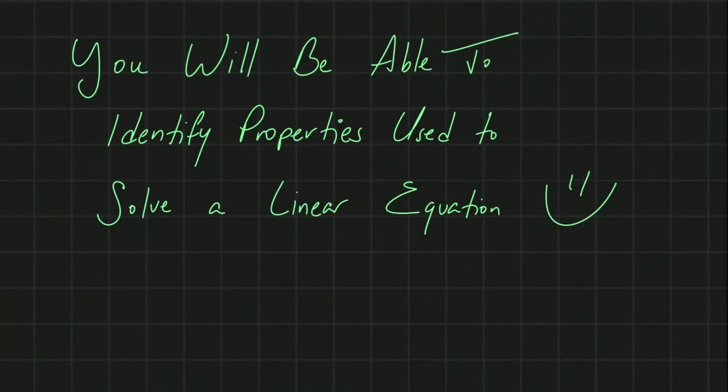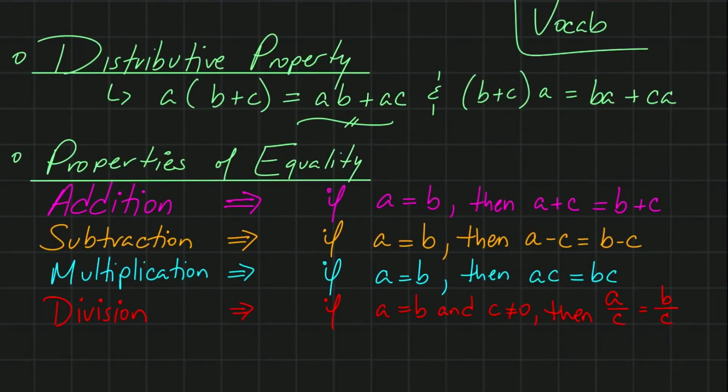To do that, first we need to know what the definitions are that we're going to be able to use to solve and to recognize the steps in a linear equation. First in our vocab, we have the distributive property. If we have A(B + C), that means A times B plus A times C. Also, if I had the parentheses in front of the A, it would be similar. If I had (B + C) times A, I would get B times A plus C times A. That's how we use the distributive property.